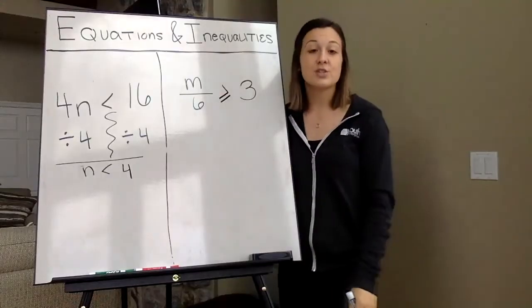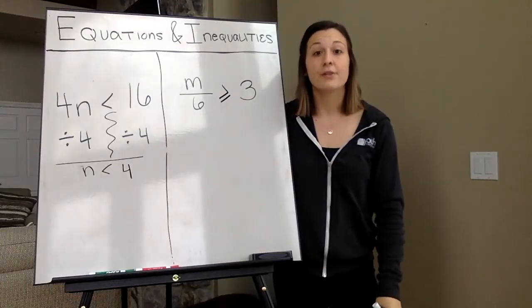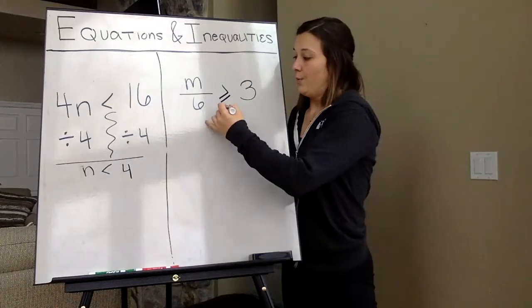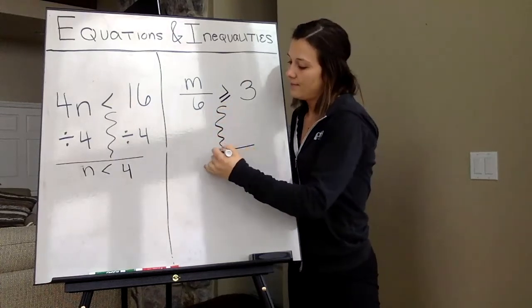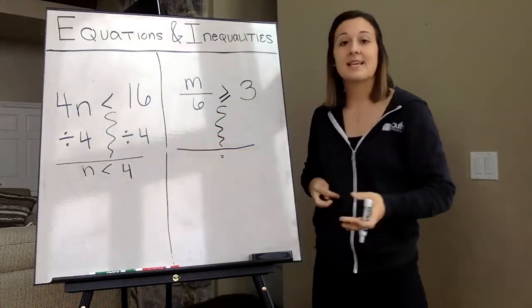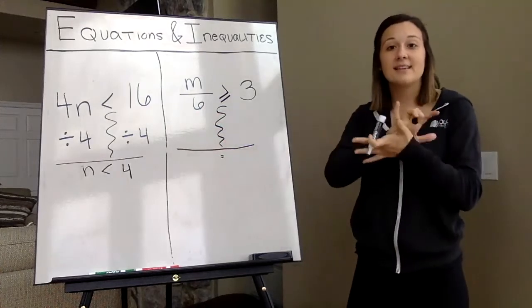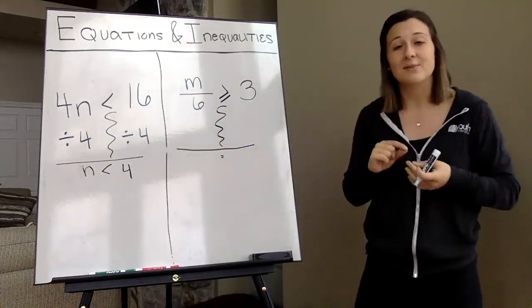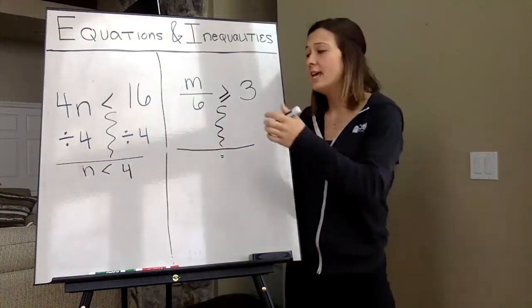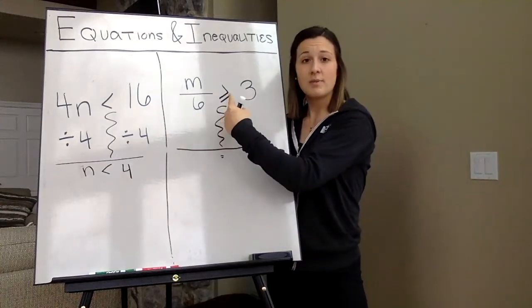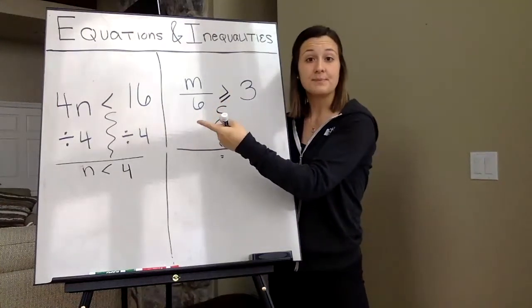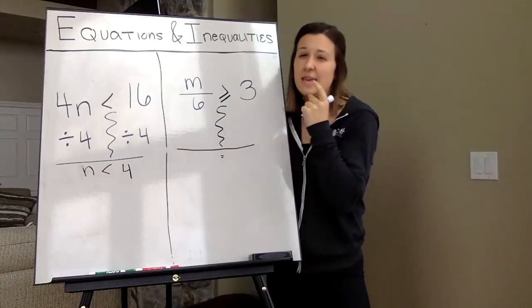M over 6 is greater than or equal to the number 3. We want to solve our inequality. Rule number 1 says isolate the variable. So I want to get m by itself. And what's bothering m so much is it's being divided by 6. Remember that that fraction bar means division. We need to help our friend m out and get rid of that 6.